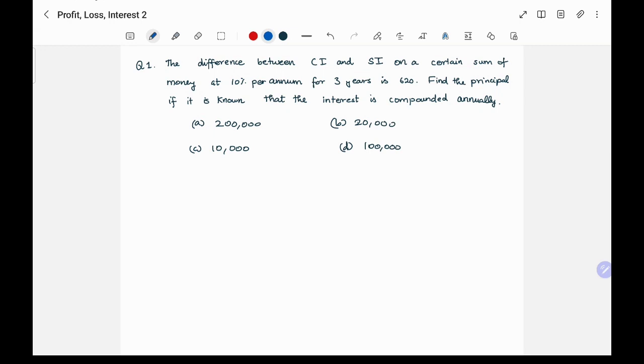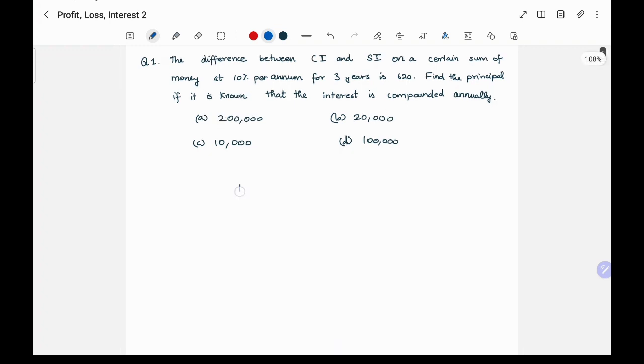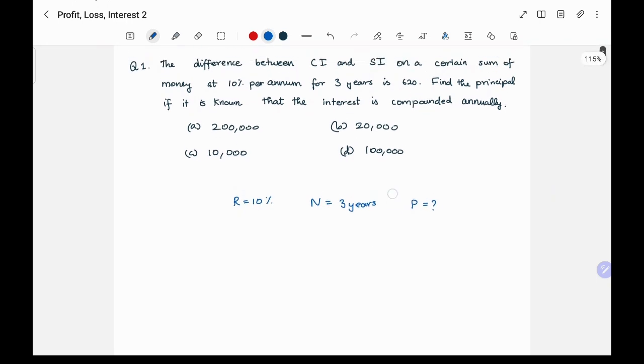First question. The difference between compound interest and simple interest on a certain sum of money at 10% per annum for 3 years is 620. Find the principal if it is known that the interest is compounded annually. Okay, so we have R as 10% and N as 3 years and we want to find P. What they have given? Compound interest minus simple interest is nothing but 620.